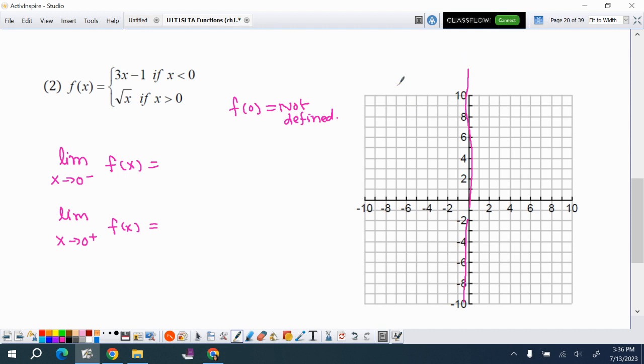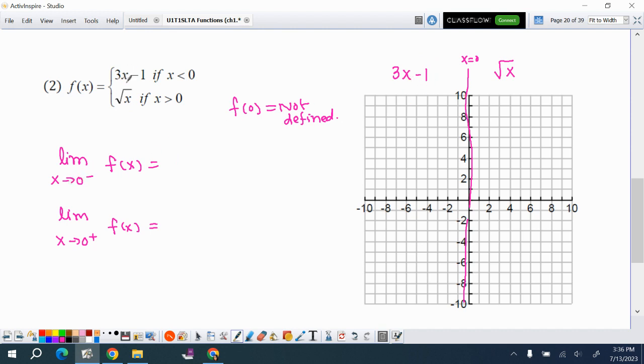X is less than 0, so this is negative 3x minus 1, and this is square root x, and this is x equal to 0. So the purpose of this space is to know from the left and right. So from the left is 3x minus 1.